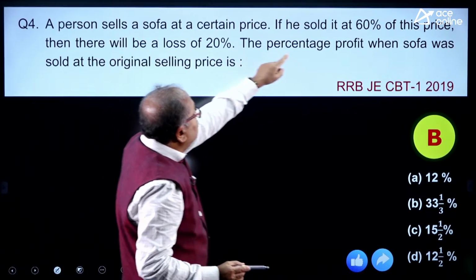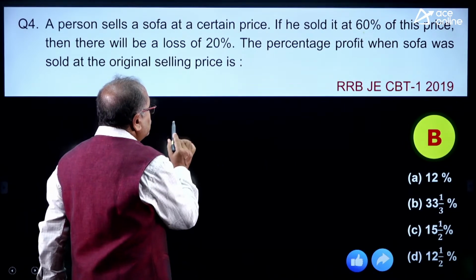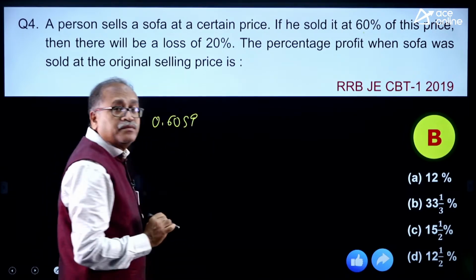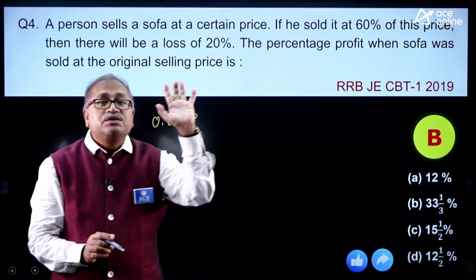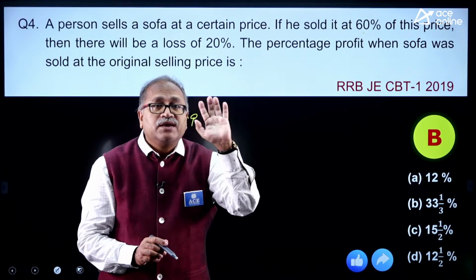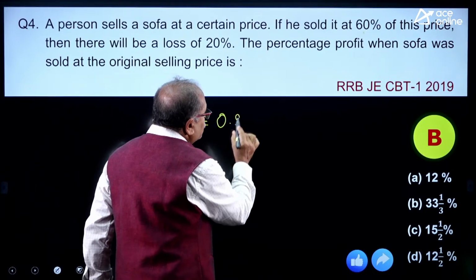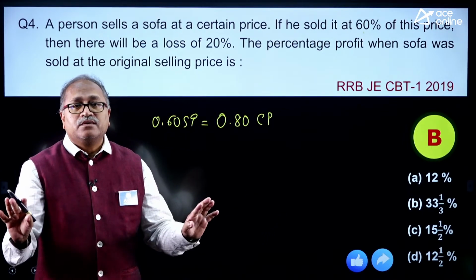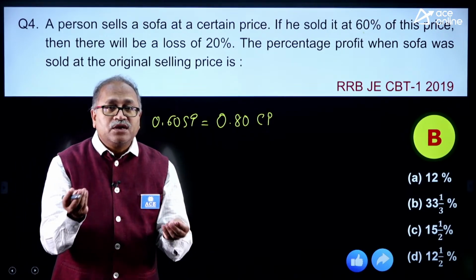Now, when you are selling at 60% of the selling price, that is 0.60 of the selling price, then there is a loss of 20%. When there is a loss of 20%, selling price is 80% of the cost price, 100 minus 20. So the selling price is 0.80 of the cost price. Using this equation you get the ratio between the selling price and cost price.